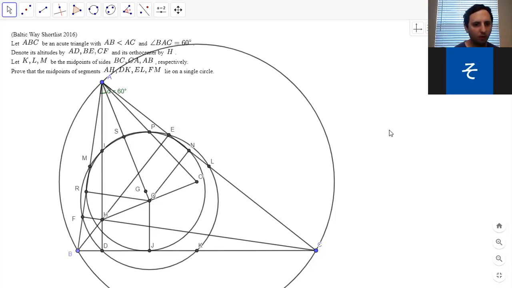Okay, so what does that mean? So basically I lies on the 9-point circle, but then if we take all the midpoints, it also lies on a circle. So what does that mean? And it looks like J, Q, and P are collinear.